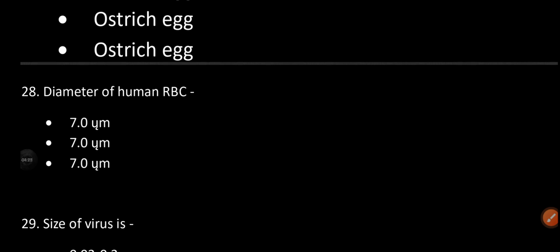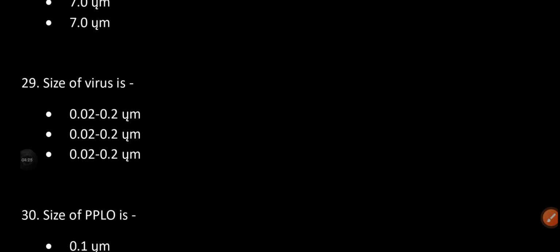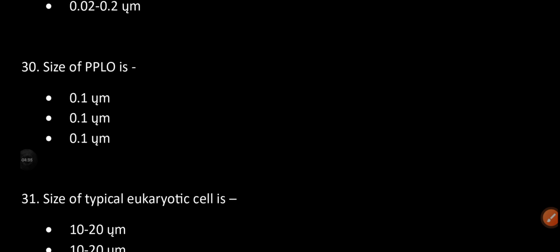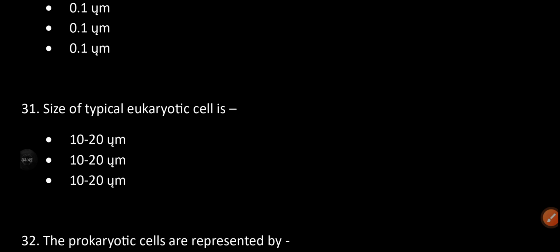Size of virus is 0.02 to 0.2 micrometer. Size of PPLO is 0.1 micrometer. Size of a typical eukaryotic cell is 10 to 20 micrometer.